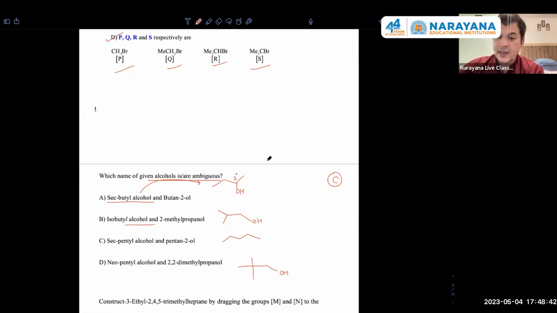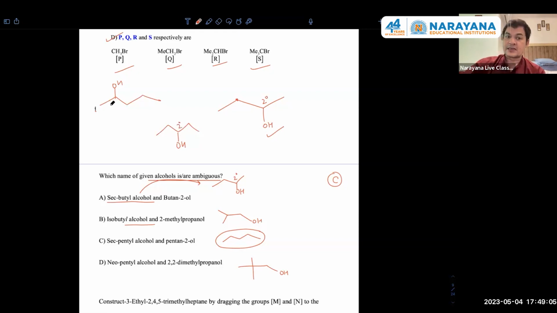So for secondary butyl, the only possibility is this one, because in butyl, whether you place OH here or here, both are the same compound. But in pentyl, there are two positions which can be secondary. That can be secondary pentyl and that can also be secondary pentyl. But if you check the IUPAC name, this is pentan-2-ol, this is pentan-3-ol.